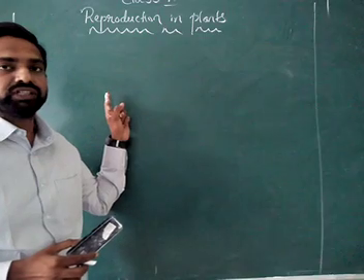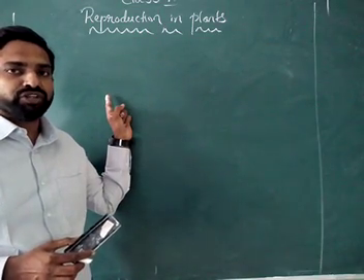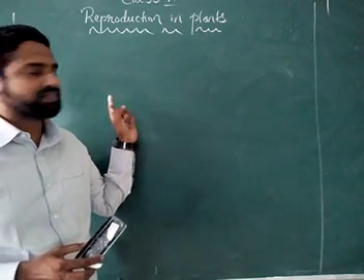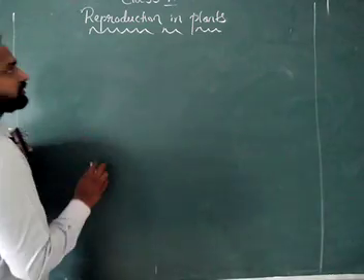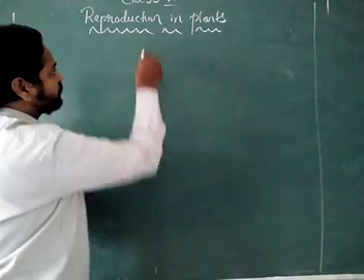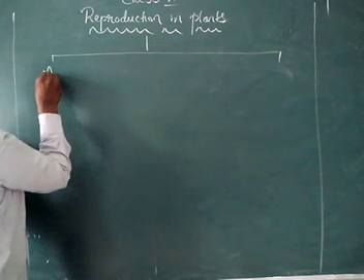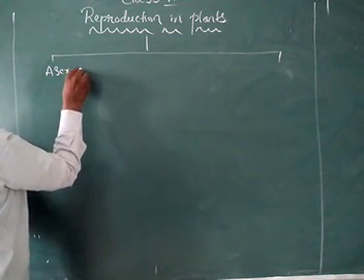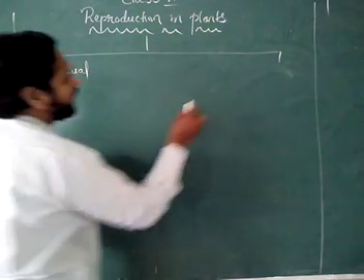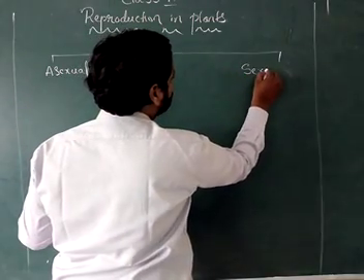I am going to teach the biology chapter reproduction in plants. The reproduction in plants is classified into two different types: asexual reproduction and sexual reproduction.